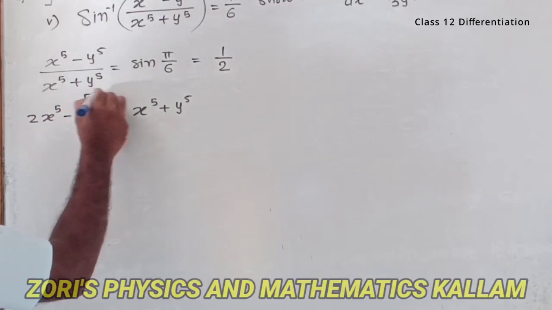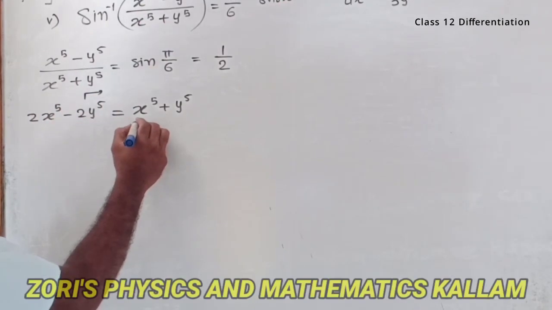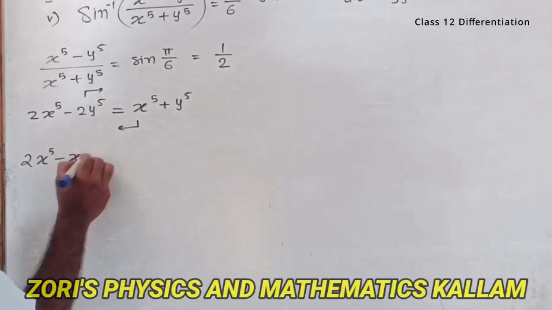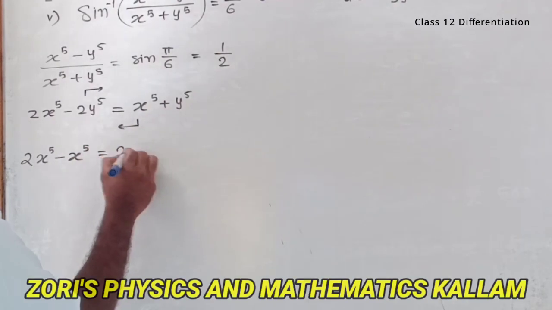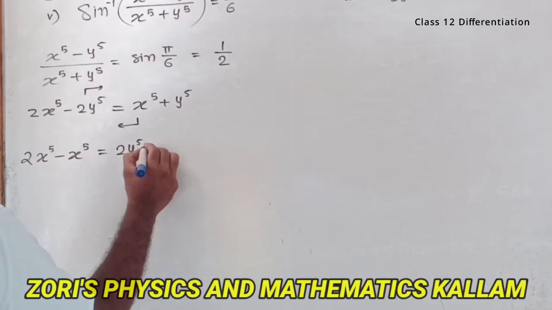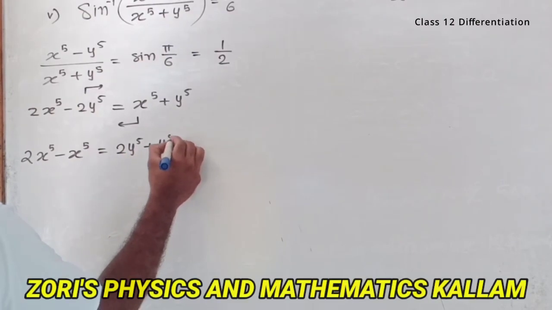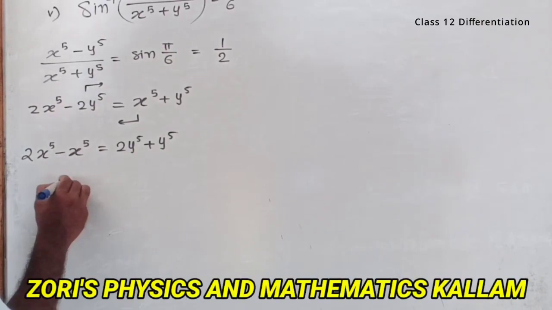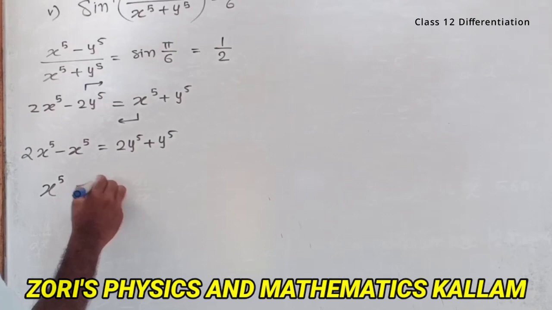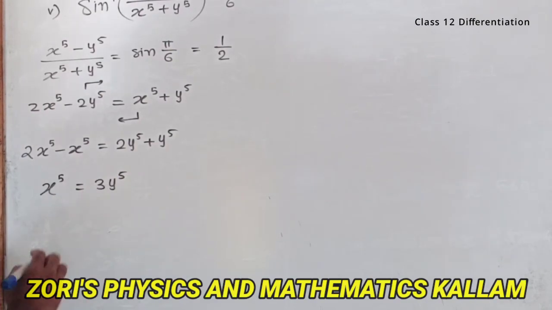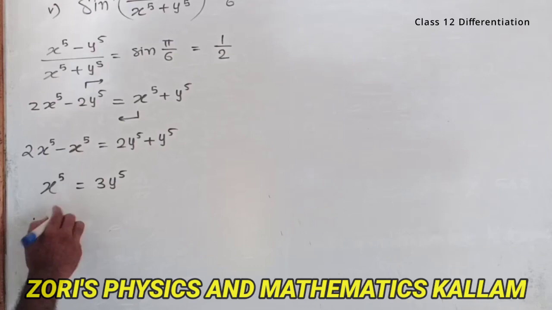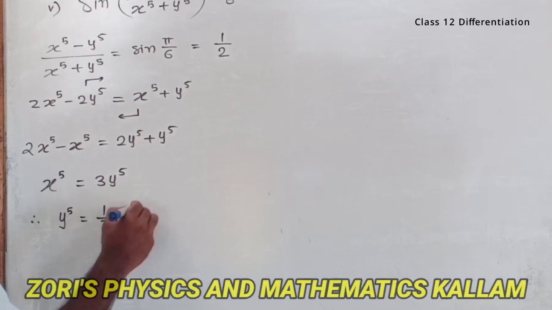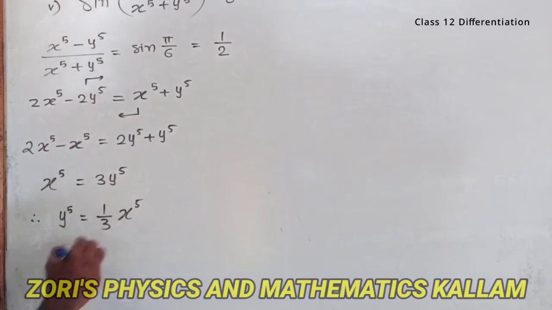Then this 2y raised to 5 goes to the right and this x raised to 5 to the left. 2x raised to 5 minus x raised to 5 is equal to 2y raised to 5 plus y raised to 5. As we do this subtraction, we have x raised to 5 is equal to 3y raised to 5. Therefore, finally we have y raised to 5 is equal to 1 by 3 x raised to 5. Now here we can differentiate.